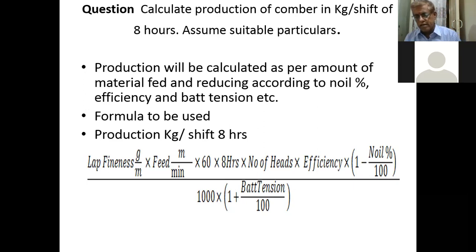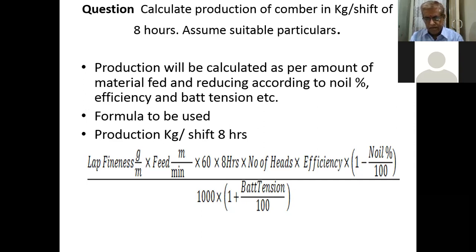Suppose we are feeding 100 kg of material, then suppose that noil extracted is 20%, then we will have to apply correction factor 1 minus noil percentage divided by 100. So that production is calculated. We will have to consider efficiency also, because the machine is not running all the time. It may be 85% or any other figure.